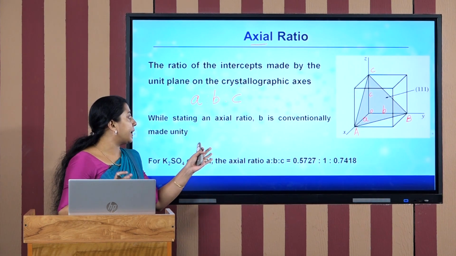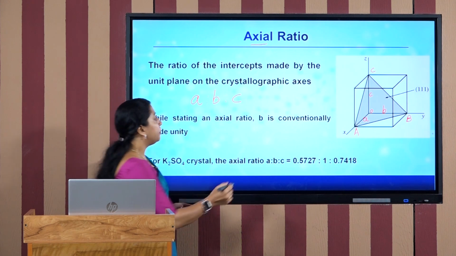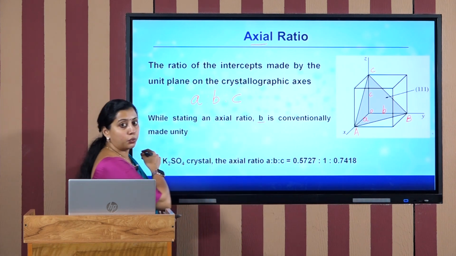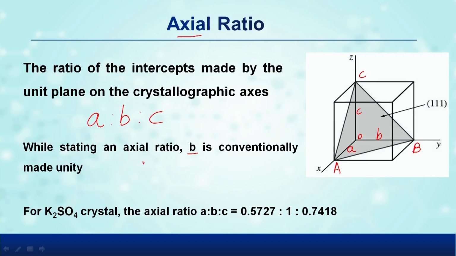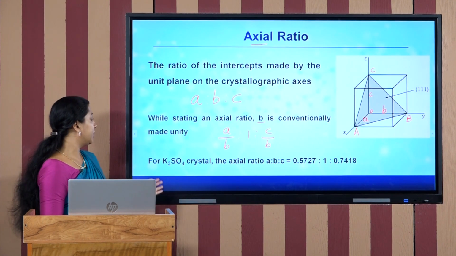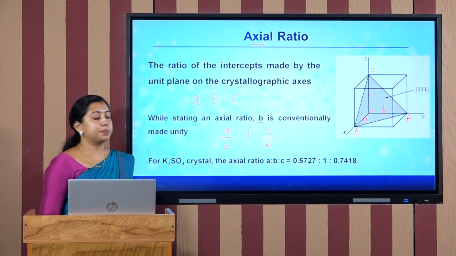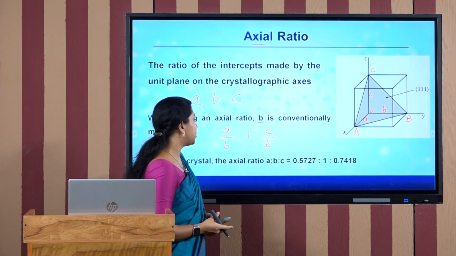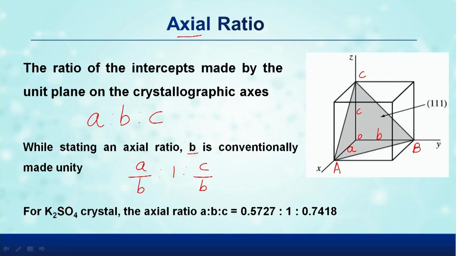Now, while stating an axial ratio, b is conventionally made unity. That is, we can say a by b is to 1 is to c by b. For example, in K2SO4 crystal, potassium sulphate crystal, the axial ratio a is to b is to c is given by 0.5727 is to 1 is to 0.7418.